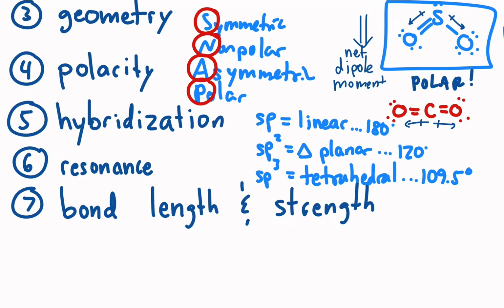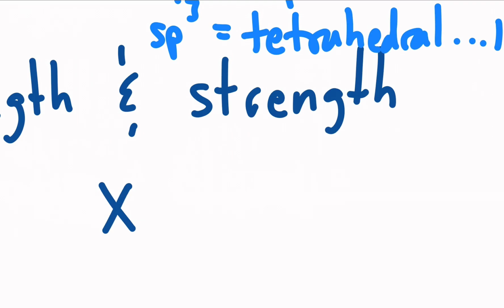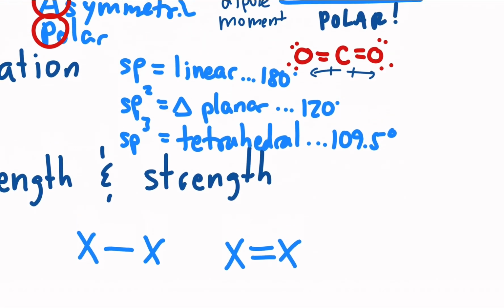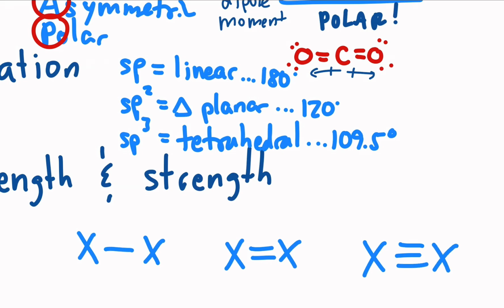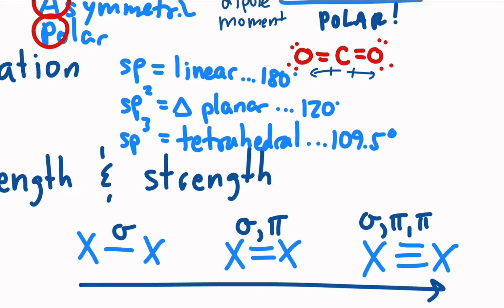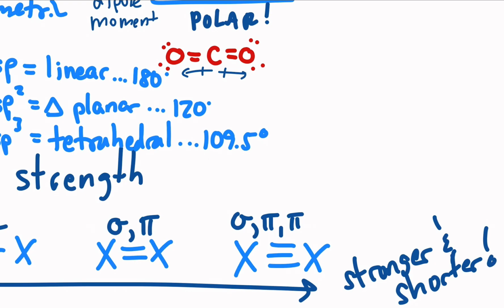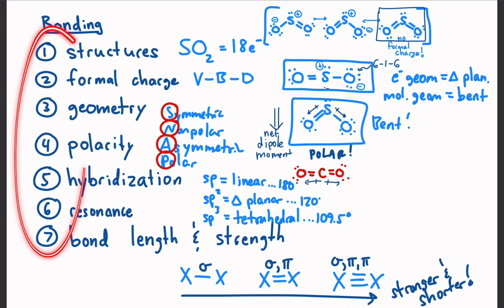For a given pair of atoms, you should know that if you have a single bond between those atoms and you compare it with a double bond between those atoms or a triple bond between those atoms, that constitutes a sigma bond versus a sigma and a pi bond versus a sigma and two pi bonds. And the more bonds you have, the stronger that bond is, and the shorter that bond is. Okay, that takes care of our entire checklist.